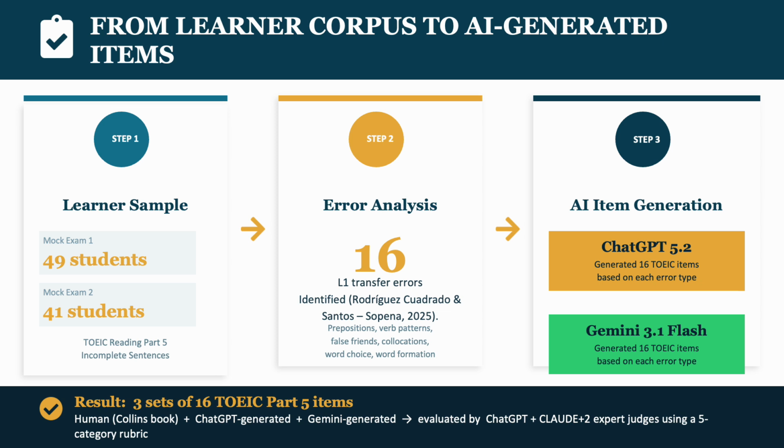So in the end, there were 3 parallel sets of 16 items: human written from the Collins book, ChatGPT generated, and Gemini generated, all evaluated by ChatGPT, Claude, and 2 expert judges using the 5-category rubric.